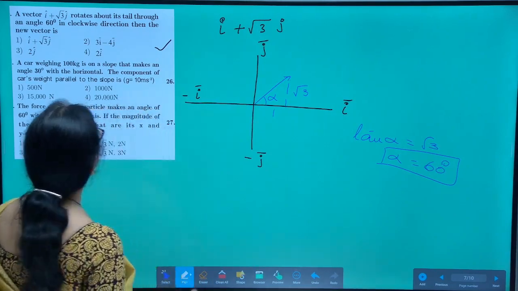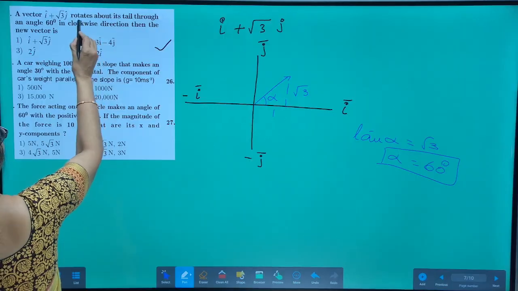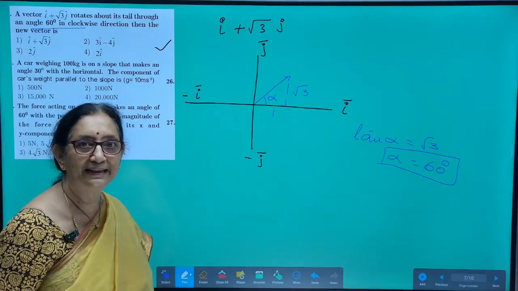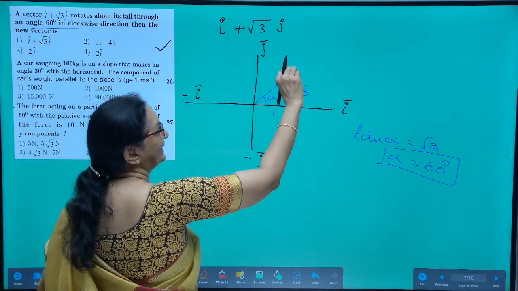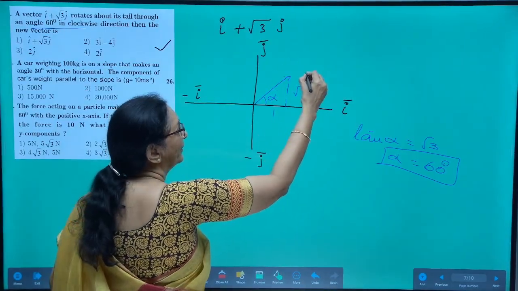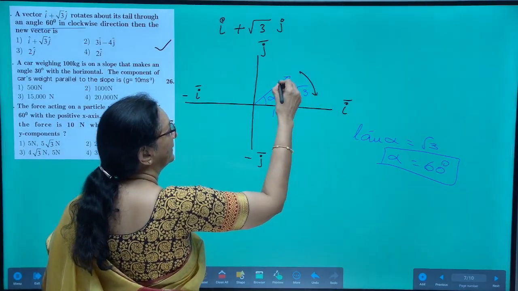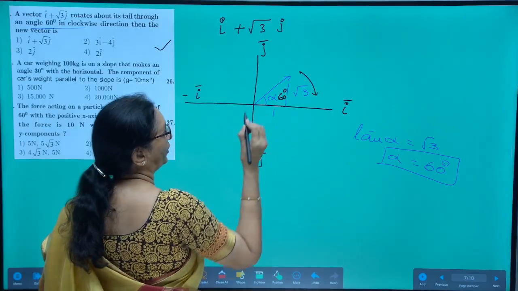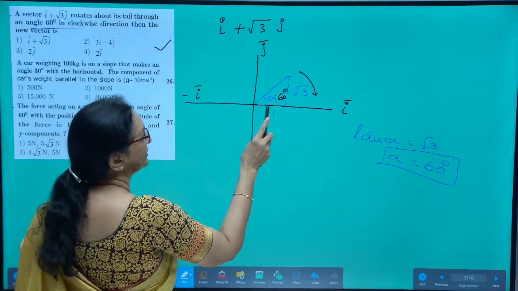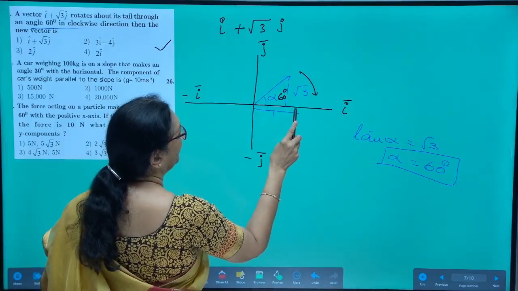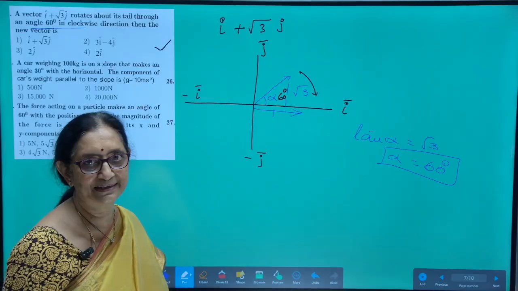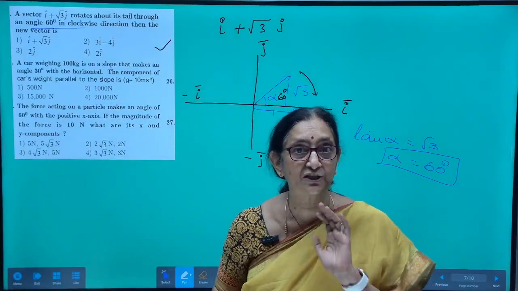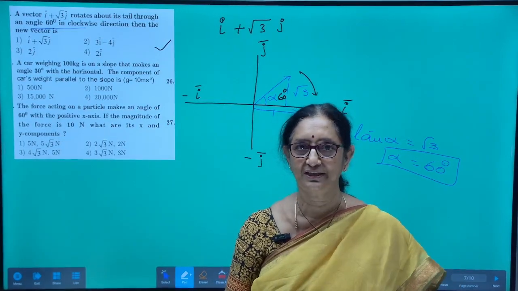Now, read the second statement. It rotates about its tail through an angle 60 degrees in the clockwise direction. This is the tail end of the vector. So this becomes the clockwise direction. This is turned through an angle 60 degrees clockwise. If this is turned through 60 degrees, the vector will finally be like this. So the vector is just turned. Its direction is changed, but magnitude is not changed.